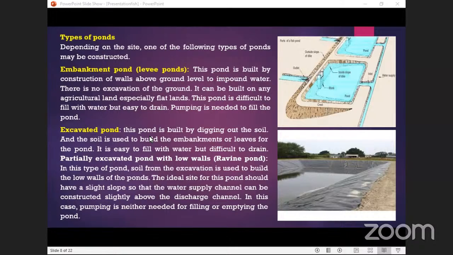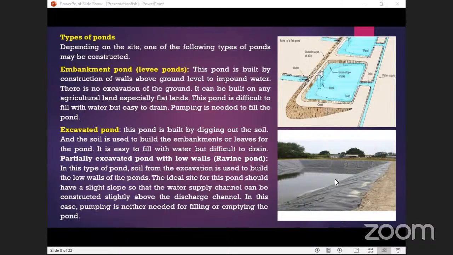It is easy to fill with water, but difficult to drain. Partially excavated pond with low walls. Just like the way you see this last one here, this one is a very good example of an excavated pond. The very soil which was inside the depression was used to build the walls. In this type of pond, soil from the excavation is used to build the lower walls of the pond. The ideal site for this pond should have a slight slope so that the water supply channel can be constructed slightly above the discharge channel.